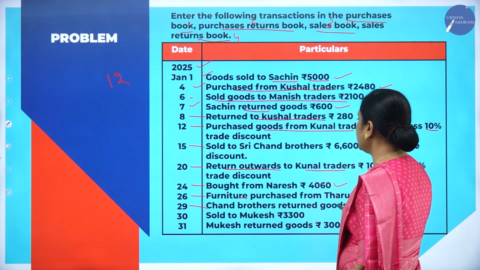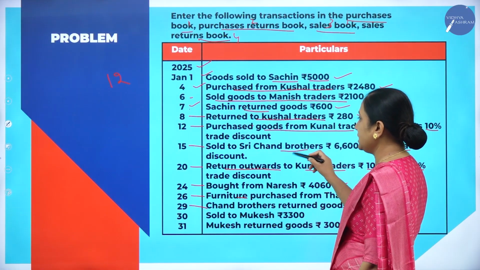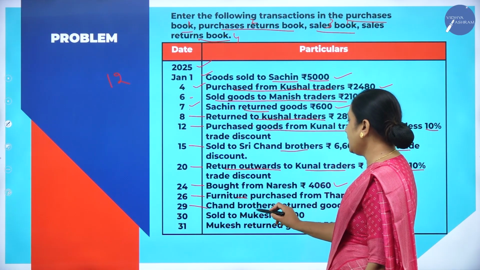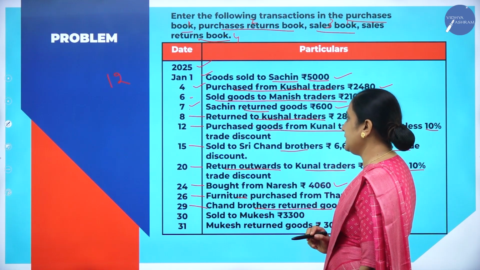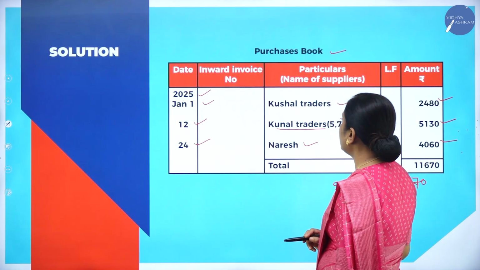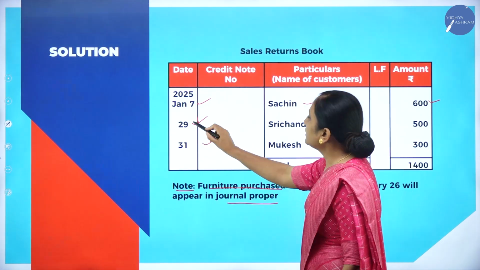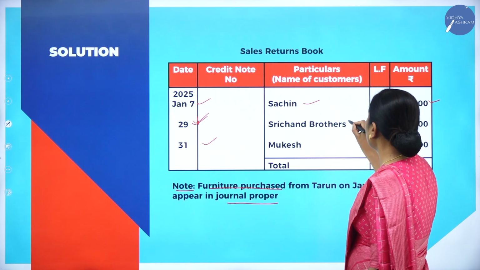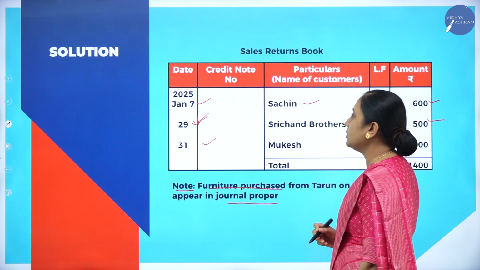Chand Brothers returned goods. Okay. See here. Sold to Chand Brothers. Here sales was there. And on 29th, they have returned goods. That means what type of returns is it? Sales returns. So where should we enter here? We should enter in the book called sales returns book. 29. Chand Brothers, 500. Amount in the amount column.